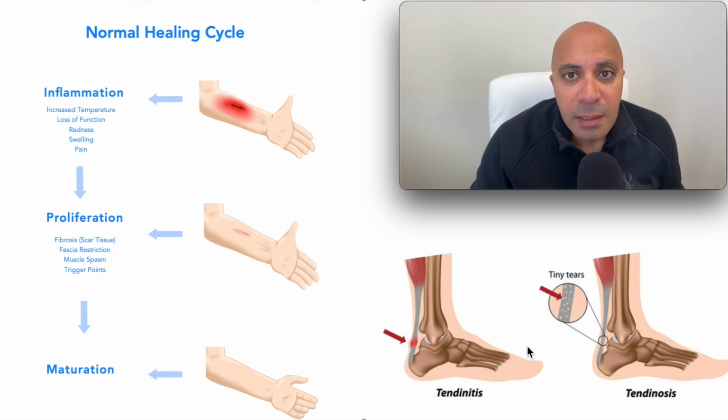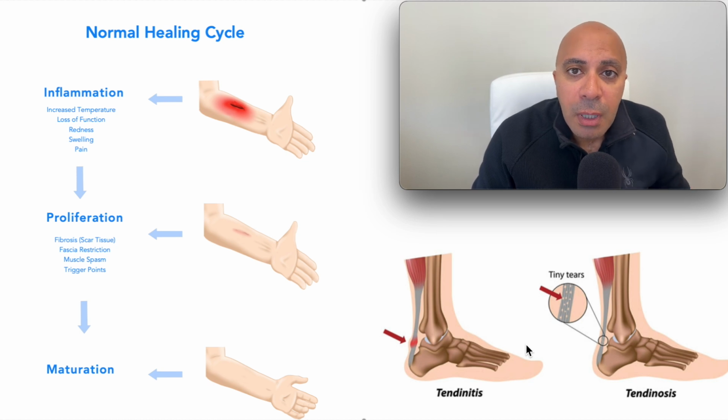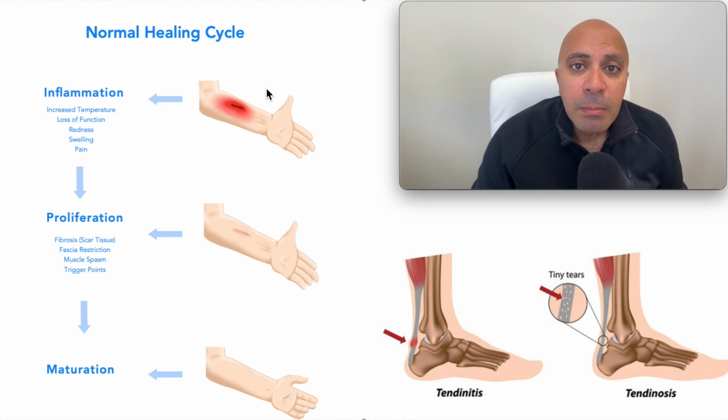So for Achilles tendonitis, it's important to understand the normal healing cycle. This happens in the entire body. It's the only program in the body for your body to heal. Your body has to go through 3 stages in order to heal. I'm going to use an external paper cut for visualization, but the same process happens internally with Achilles tendonitis.